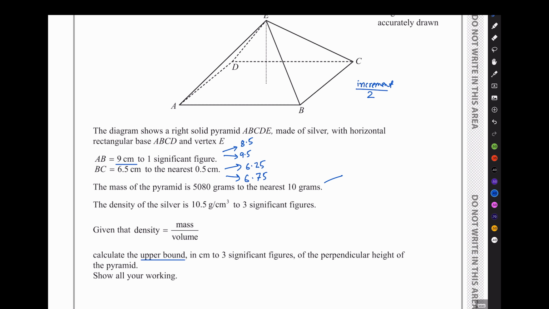I'm not going to explain this one, I'm just going to write the answer. It's 5075, 5085. Similarly for this one, it's 10 point something to 3 significant figures. 10.5, 10.6, 10.7. So it's basically 10.45 and then 10.55.